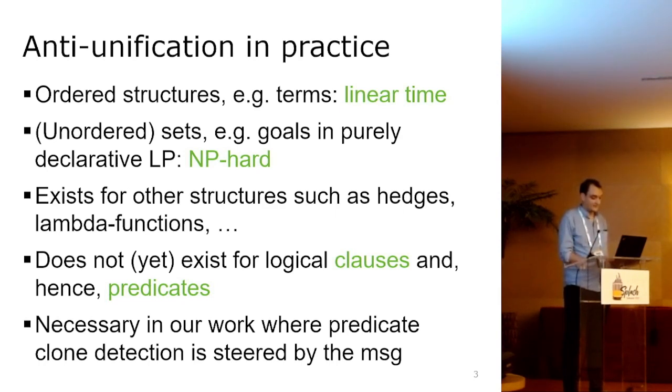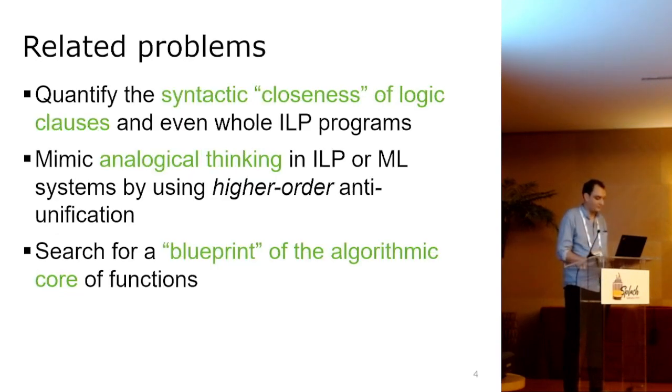As I said before, it's necessary in our work, where the clone detection process is steered by the fact that we consider the MSG, or the most specific generalization of two predicates, to be given. Thanks to this MSG, we can decide in our search process how we could syntactically transform the input predicates so as to make the definitions closer to one another. The generalization of both predicates actually harbors that specific information, but it hasn't yet been defined before.